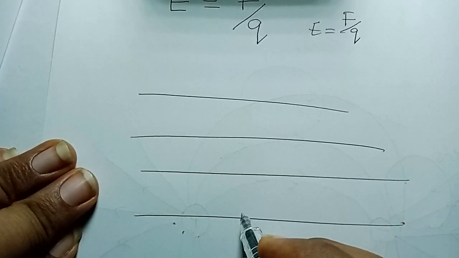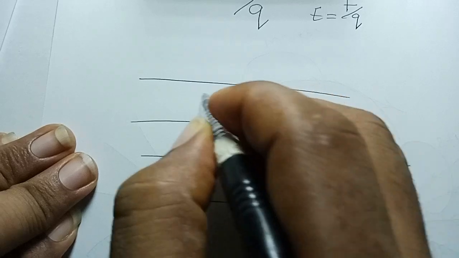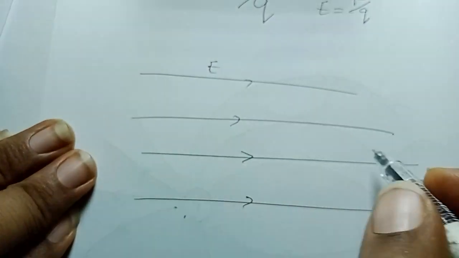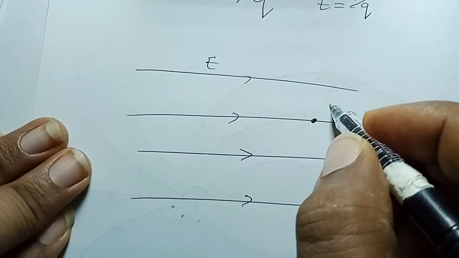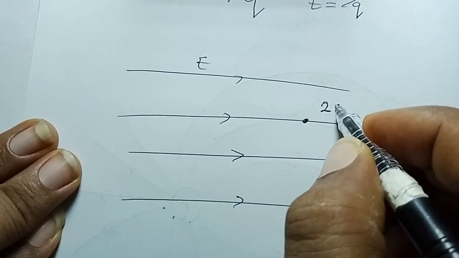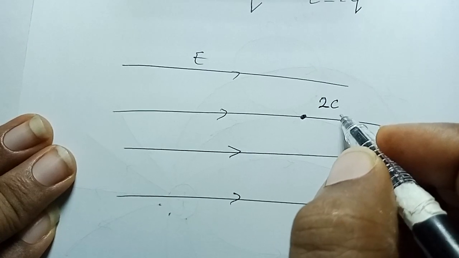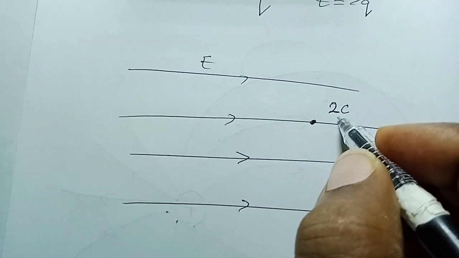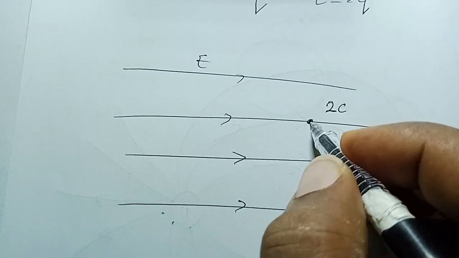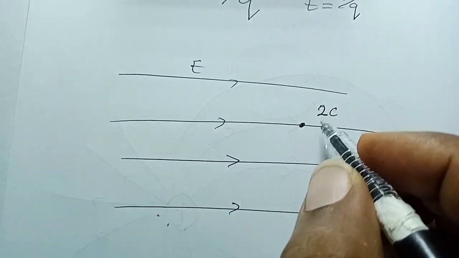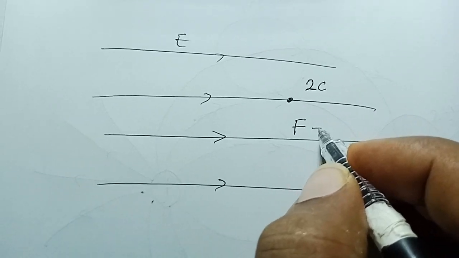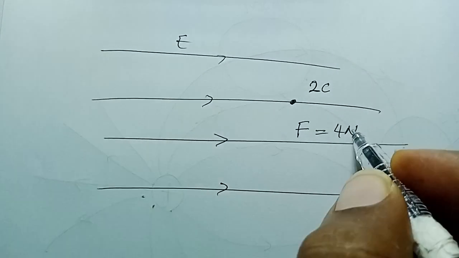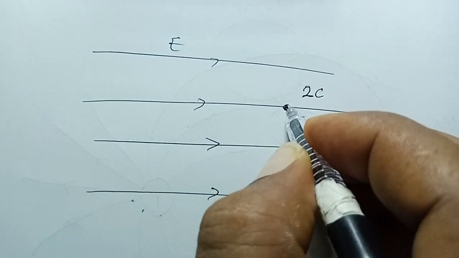Assuming this is an electric field, E, and we want to find the electric field strength at this point. We'll bring in a charge of 2 coulombs. Remember, the coulomb is the unit of charge. So if we bring in a charge of 2 coulombs and put it here, and these 2 coulombs feel a force of 4 Newton, what would be the electric field at this point?